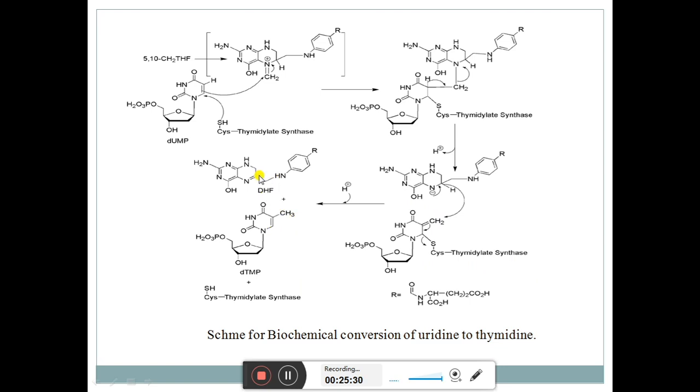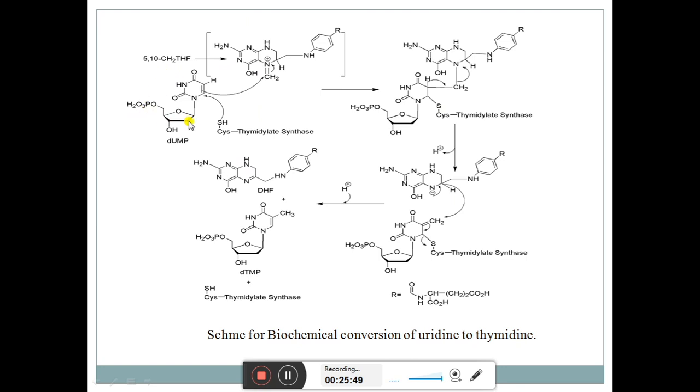Again that tetrahydrofolate cofactor is there, which is converted into dihydrofolate. So this is the step for the biochemical conversion of uridine to thymidine. I will repeat the explanation again.